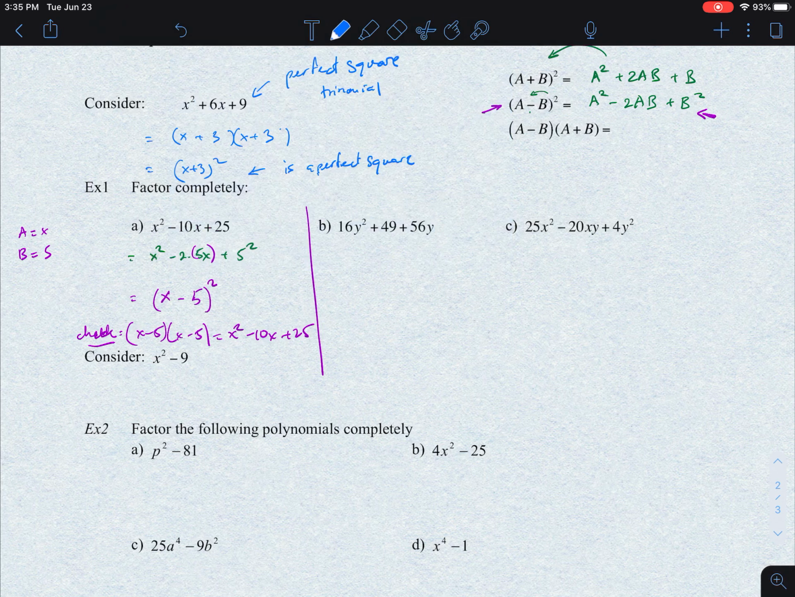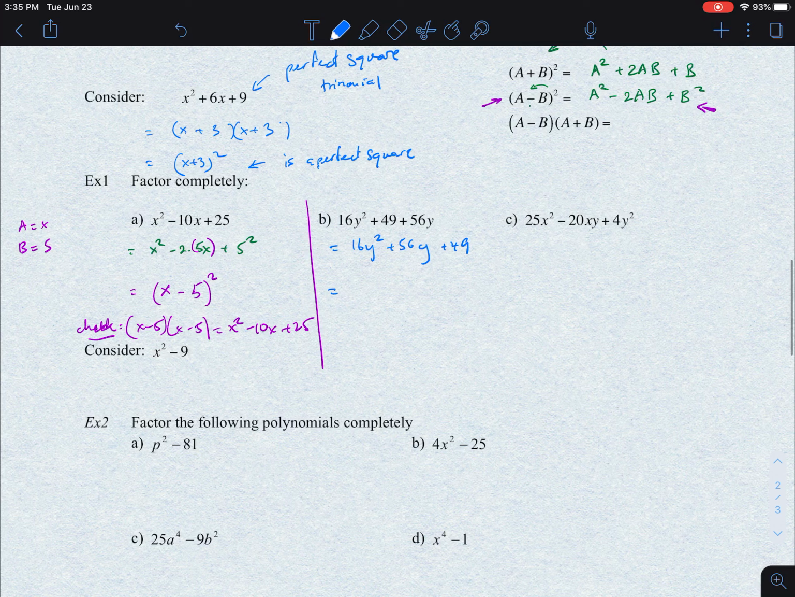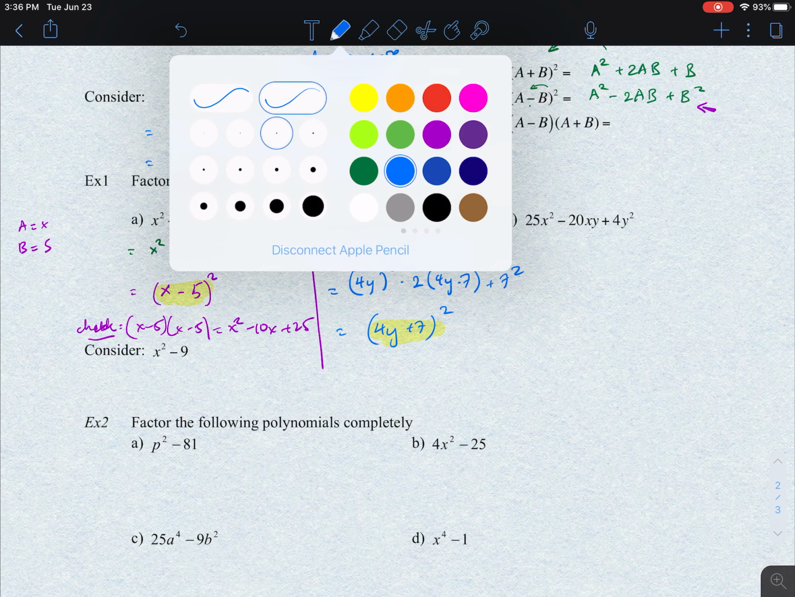All right. Next one, we have 16y squared plus 49 plus 56y. What we can do here is rearrange the 56y term in the middle, and then we can see that this happens to be a perfect square trinomial as well. So a can be written as 4y squared, and this is 2 times 4y times 7, because 49 is 7 squared. So 4y times 7, and then this is 7 squared, and that would become just 4y plus 7 squared.